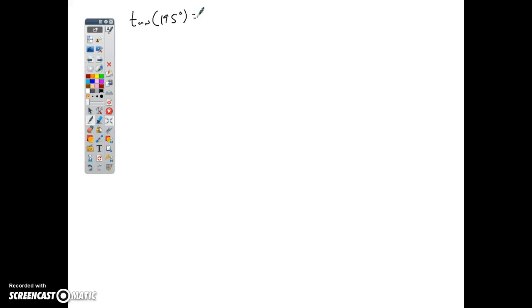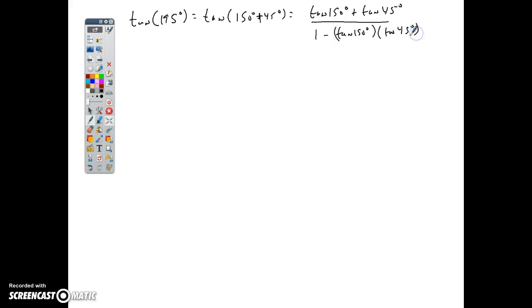Okay, so give me two that get up to 195. 150 degrees plus 45 degrees. That's a plus right here, right? So I'm going to go right to the plus identity, which is tangent of 150 degrees plus 45. That's terrible. Can't have that. Tangent of 45 degrees, right? Over 1 minus tan 150. Tan of 45 degrees, right?